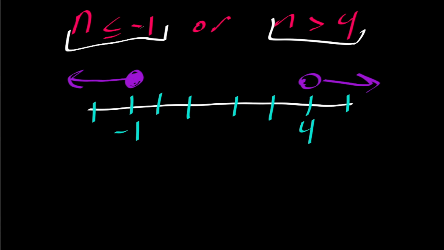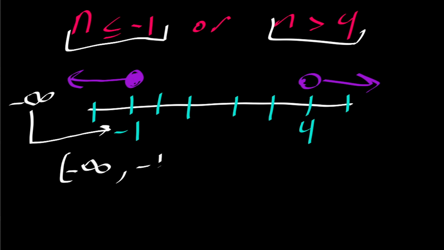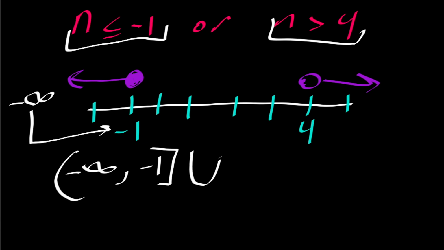If n is less than or equal to -1, that means I'm going to start at negative infinity and go to -1. Negative infinity gets a parenthesis, and then -1 gets a bracket, because this is a closed circle or a closed point, whatever you want to call it. Then I'm going to put a big U in the middle to account for this gap.